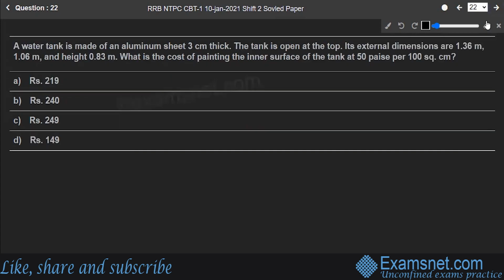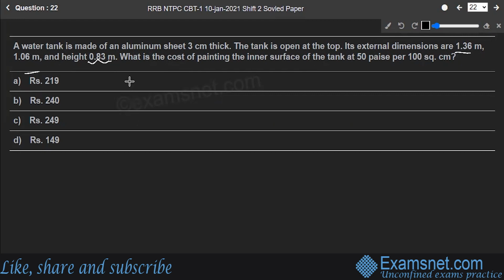Hope you got that. Next is question number 22. A water tank is made of an aluminium sheet which is 3 centimeters thick. The tank is open at the top. Its external dimensions are this, this, and this. What is the cost of painting the inner surface of the tank at 50 paise per 100 square centimeters? So you are given that the thickness of the aluminium sheet is 3 centimeters and the height is this. Other dimensions are this and this.